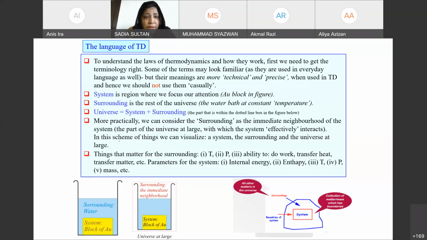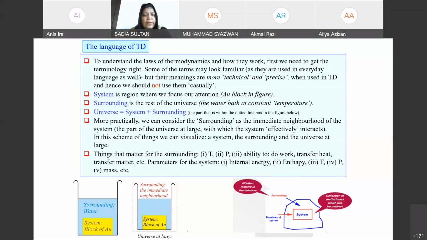Okay. So what is universe? Universe is system plus surrounding. When you combine both the system and the surroundings, it is considered as universe. The part that is within the dotted line box in the figure is universe. You can see this red colored dotted boundary, all this together is universe. This part, the blue one, is surrounding. The yellow part is system, and system plus surrounding, all inside this boundary, is the universe at large.